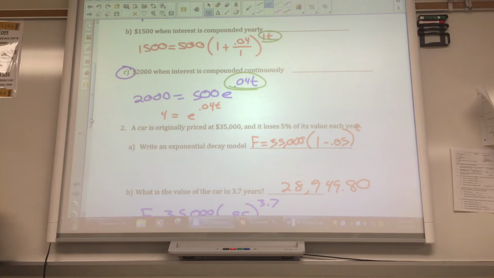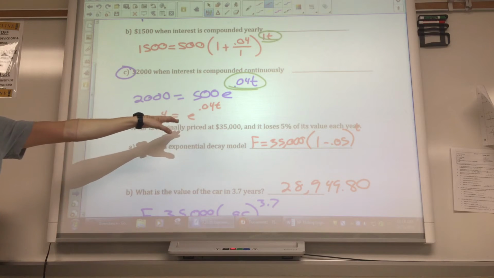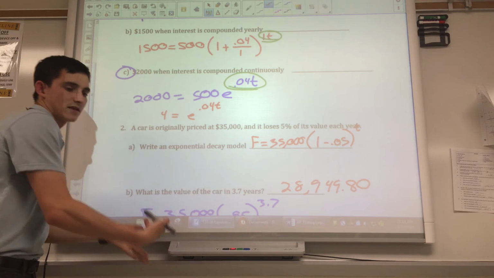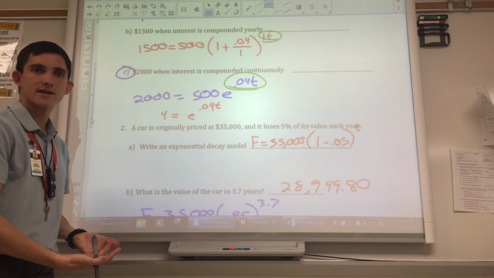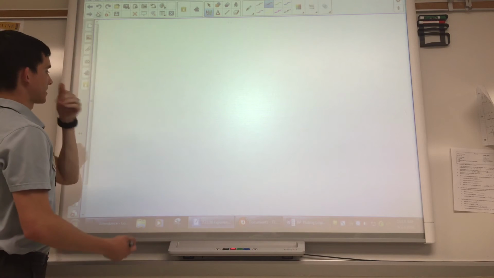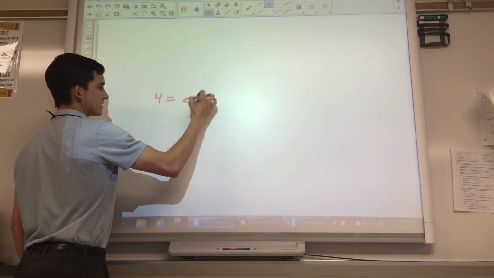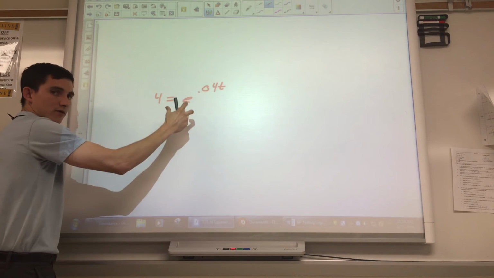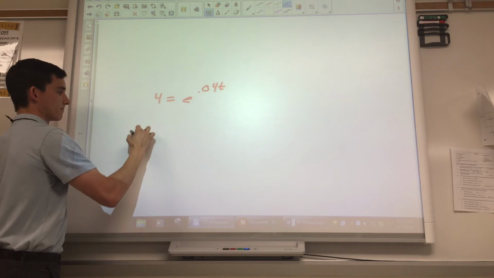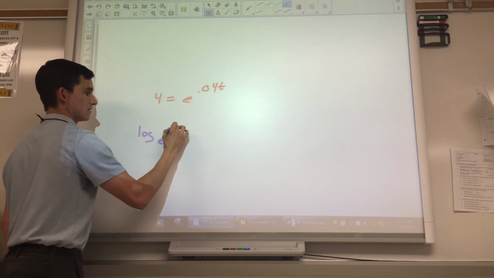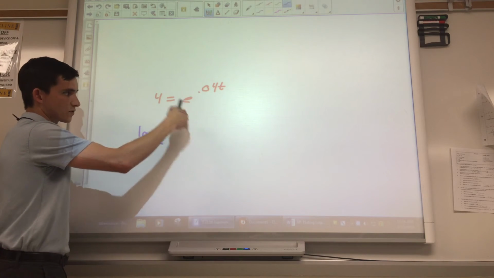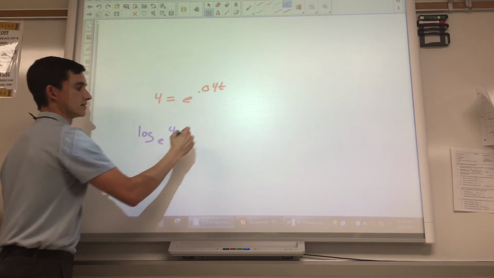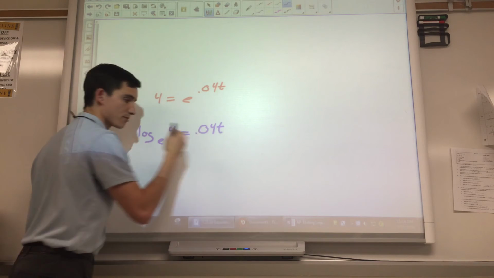Okay. What's the base? E. 2.718, right? Whatever it is. So I need to do log base e to both sides. Y'all understand that? So if I have 4 equals e to the 0.04t, in order to get that down so I can start working with it, I need to do log base e. Log base e of 4 equals, and instead of writing this, what's log base e of e? It's going to be 1. So that equals 0.04t. Is everybody okay with that?